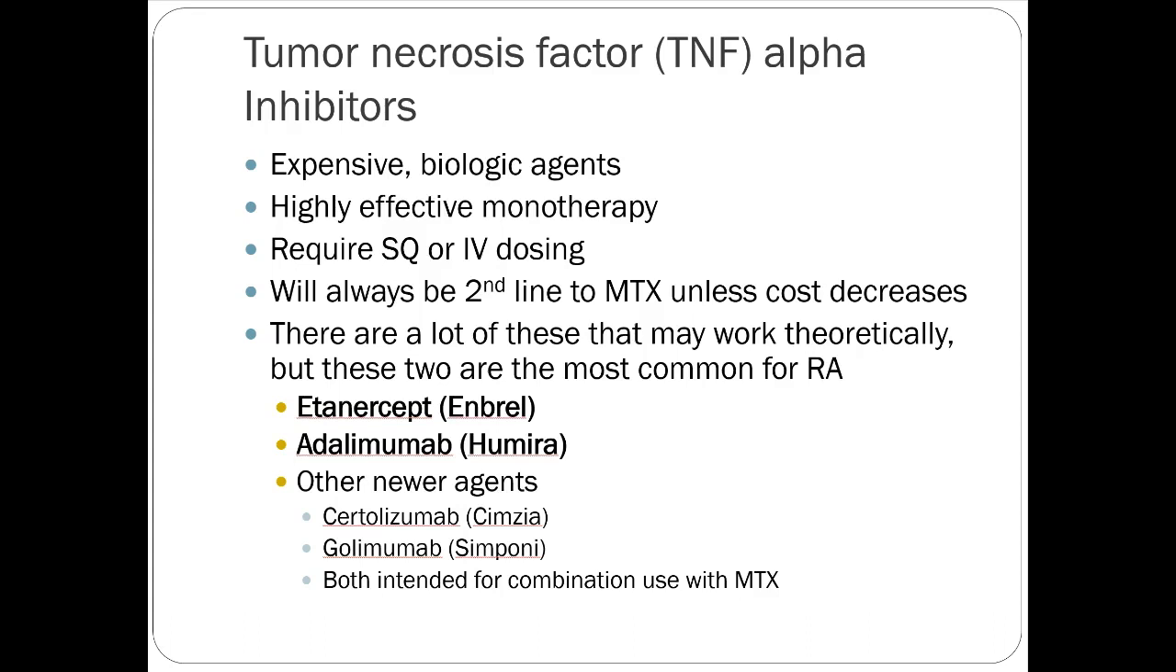But basically, unless these drugs come down in cost, which is unlikely in the near future, methotrexate's always probably going to be first line because it's relatively cheap. There are a lot of these drugs out there right now that may work, but the two that are most common and have been the hallmark for RA treatment are the two that I've bolded here: etanercept, which is Enbrel, and adalimumab, which is Humira.